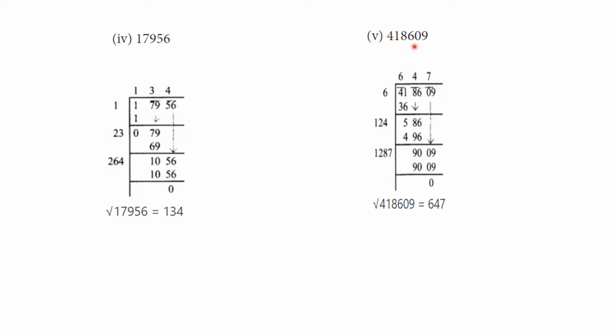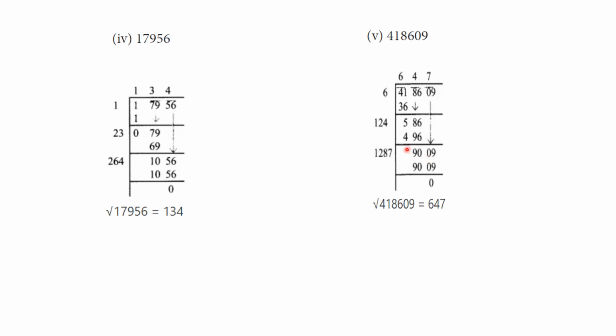Next, 418,609. Separate it into 60, 86, 41. So 6 6s are 36. Subtract 5. Carry down 86. 6 into 2 is 12. And you put the divisor and quotient as the same number, 4 4. Multiply 4 into 124 is 496. Subtract from 586, you get 90, and carry down 09.